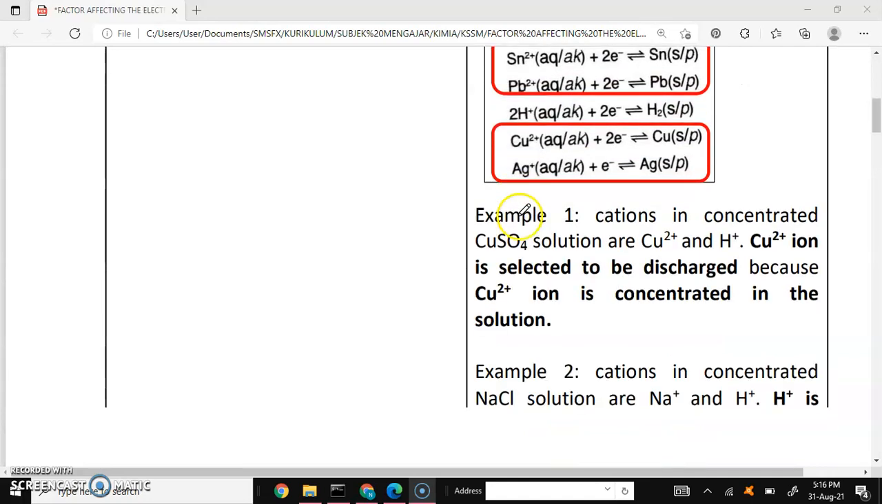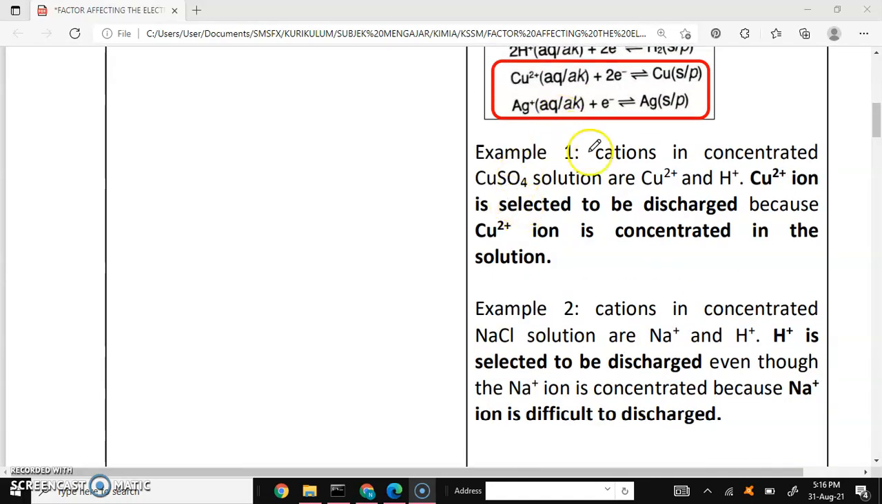For example, okay, look at example 1. Cations in concentrated copper sulfate solution. Maksudnya kita guna electrolyte dia concentrated copper sulfate solution. Okay, so cations present in the concentrated copper sulfate solution are copper 2+ ion and H+ ion. Okay, so which one will be selected to discharge? Okay, bila maksudnya concentrated, pekat, bermaksud kurang air.